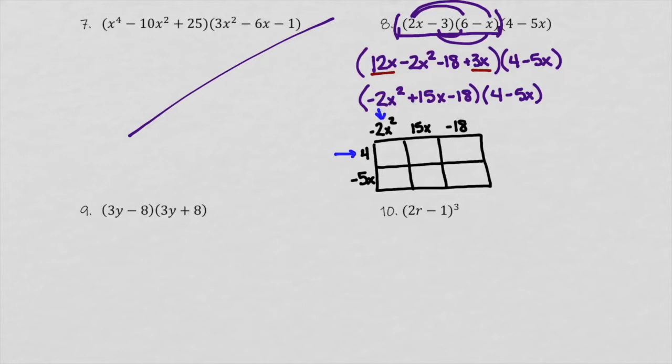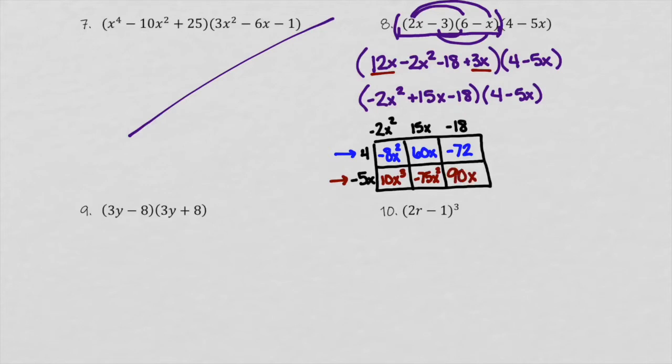4 will get its own row, and negative 5x gets its own row. So for the top row, I'm multiplying 4 times everything on the top, so 4 times negative 2x squared makes negative 8x squared. 4 times 15x makes 60x. 4 times negative 18 gives me a negative 72. Okay, then we do the bottom row. Negative 5x times negative 2x squared is 10x cubed. Then negative 5x times 15x is negative 75x squared. Negative 5x times negative 18 is 90x.